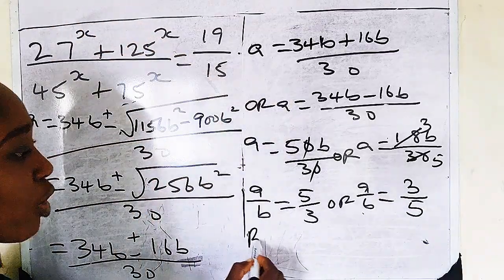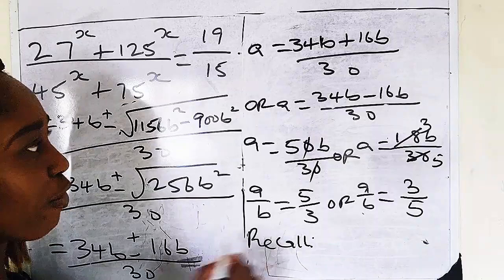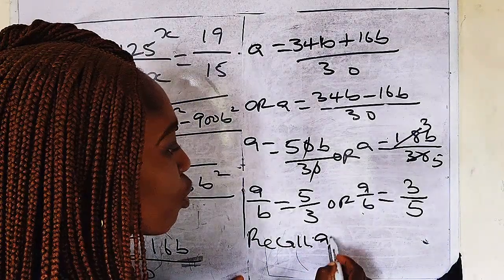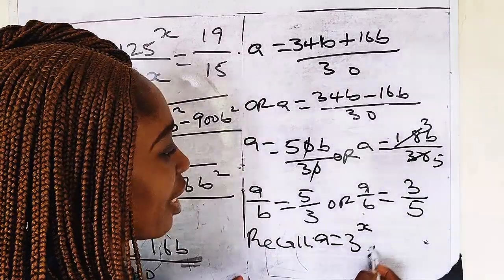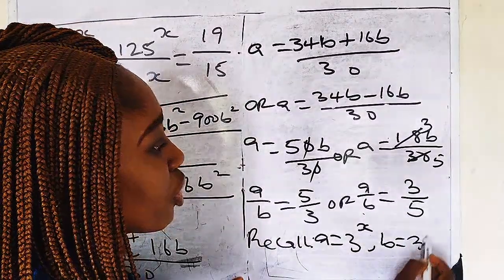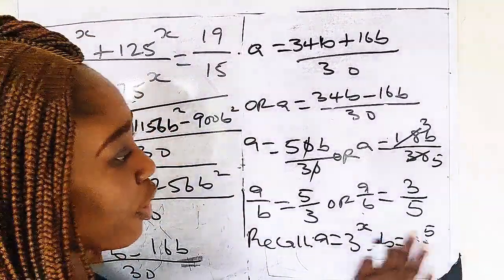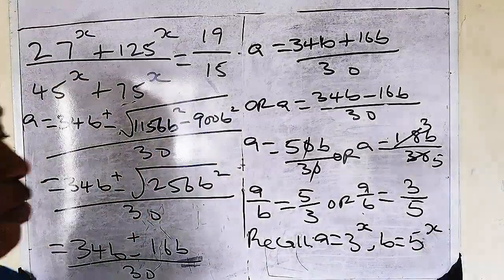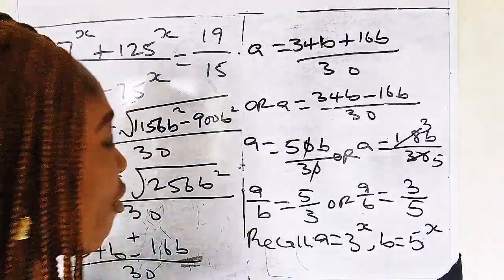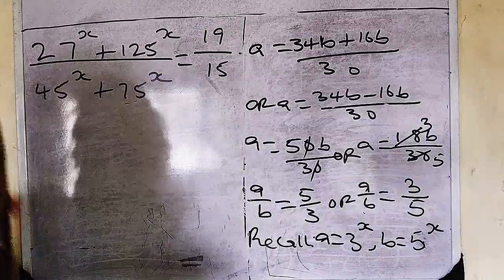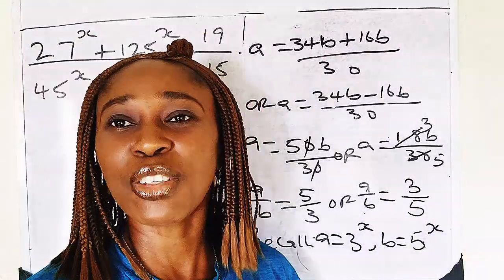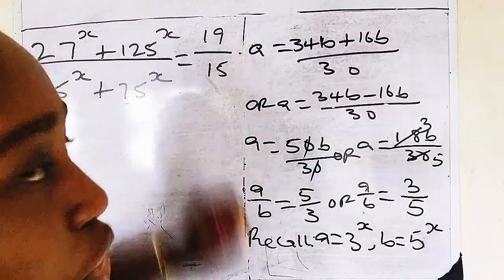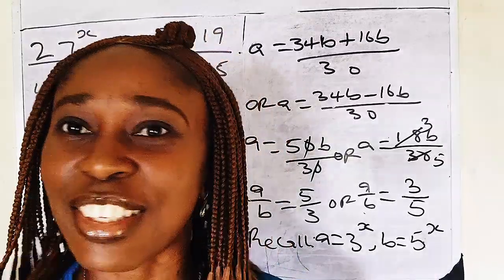Now, I want us to recall something that I forgot to write down at the beginning. We let A be equal to 3 raised to power x and B to be equal to 5 raised to power x. So we are going to substitute back those values of A and B into our final answer. Please make sure you watch to the end, because at the end of it all, we are going to put in the value of x into our initial expression to find out if our answer is correct.